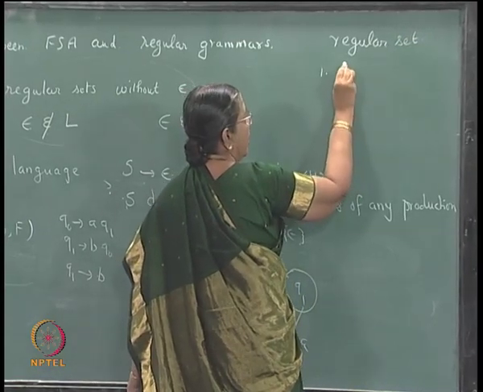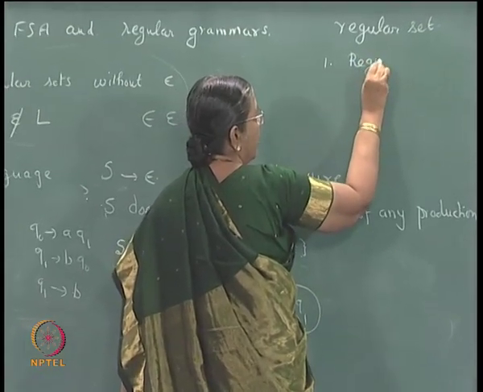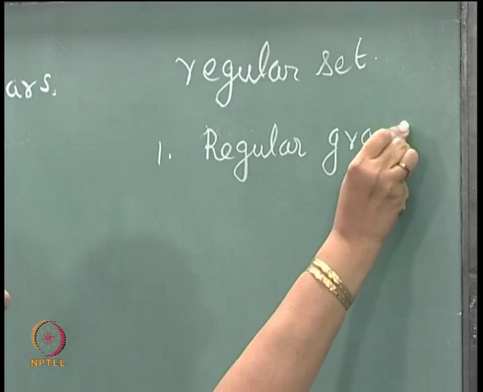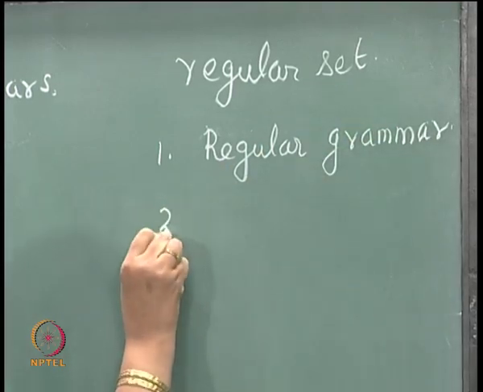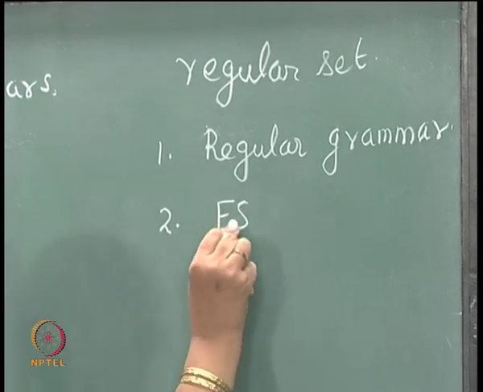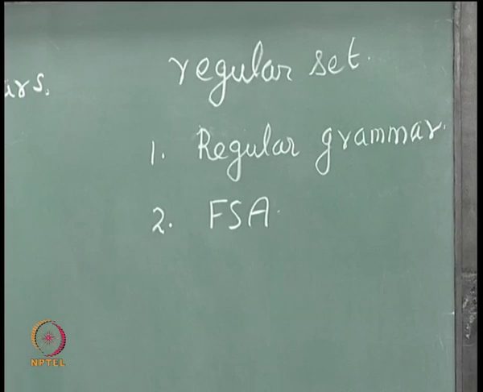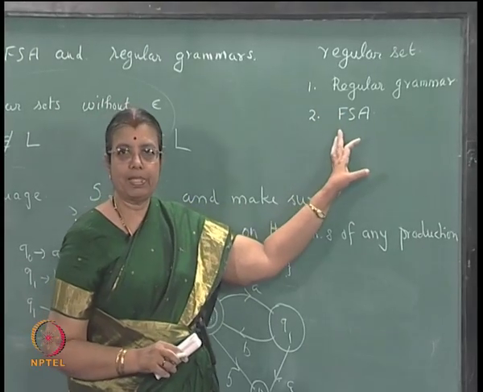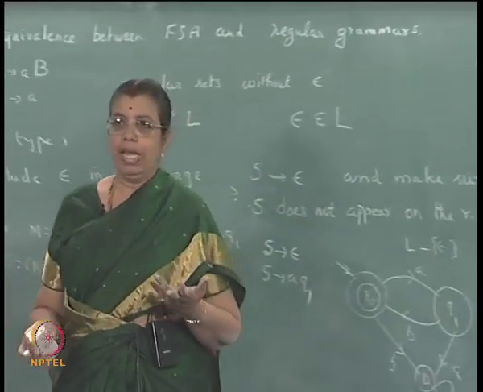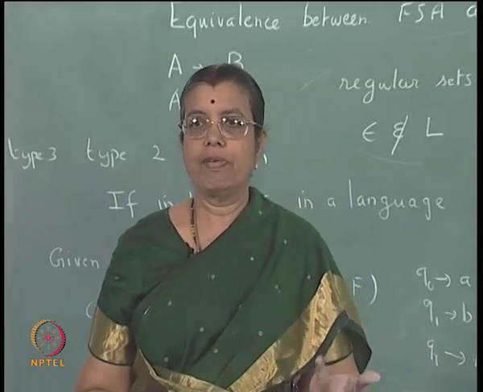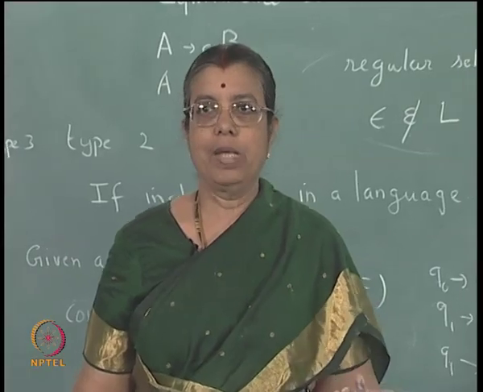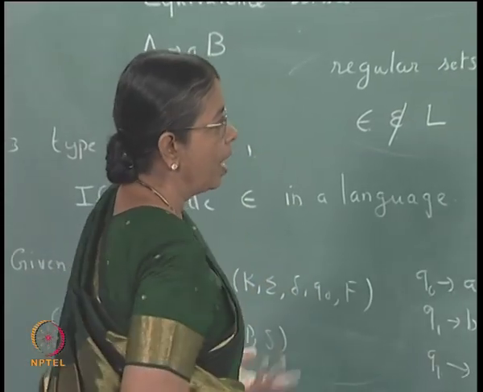One way is a regular grammar, you can use a regular grammar to generate it. Another is you can use a FSA to accept it. This is a generative device, this is an acceptance device. FSA you can have deterministic, a non-deterministic FSA without epsilon moves, a non-deterministic FSA with epsilon moves. All three are possible, they are all equivalent.